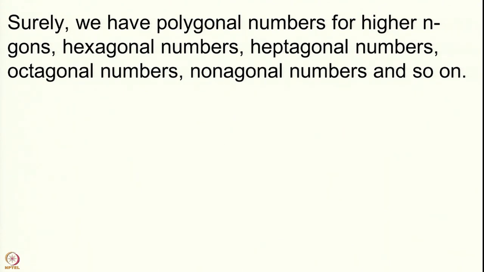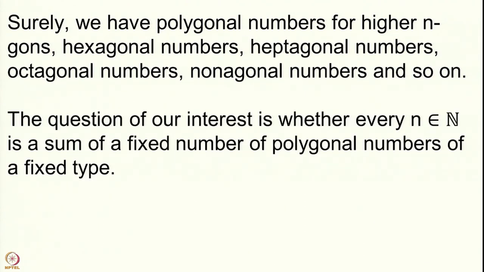So, what we would actually be interested in finding out is whether every natural number is a sum of a fixed number of polygonal numbers of a fixed type. Is it true that any given natural number n is a sum of a fixed number, so suppose only g many, of k-gonal numbers? Is there a g equal to g_k, just like we had in Waring's conjecture, for every k, such that every natural number is a sum of g kth polygonal numbers? This is the question that one would want to ask.